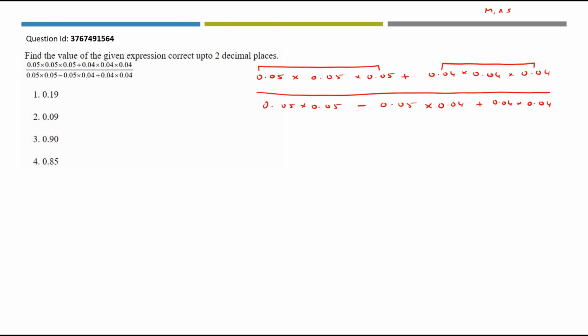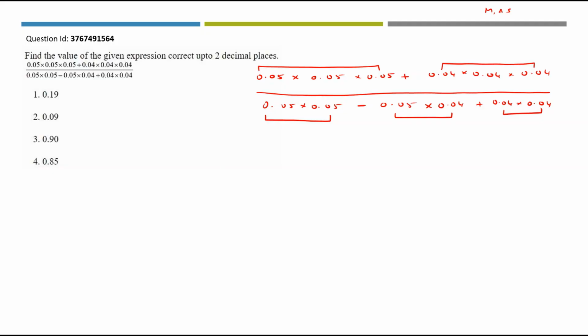Whenever we get into expression evaluation, we should start with multiplication, then go with addition and subtraction. This is the usual rule. Let's take the numerator. We have to multiply these 3 terms and these 3 terms first and then add these 2 terms. Let's take the denominator. We have to multiply these 2 terms and these 2 terms and then first apply subtraction and then addition.